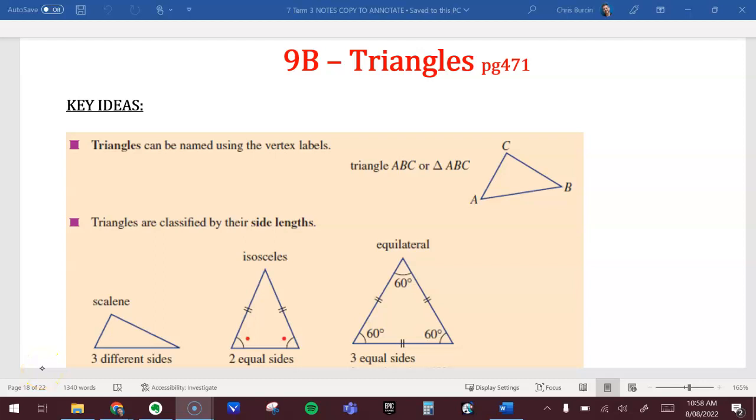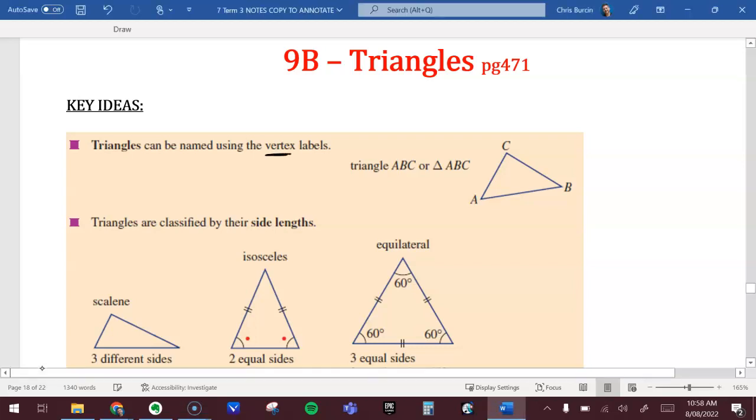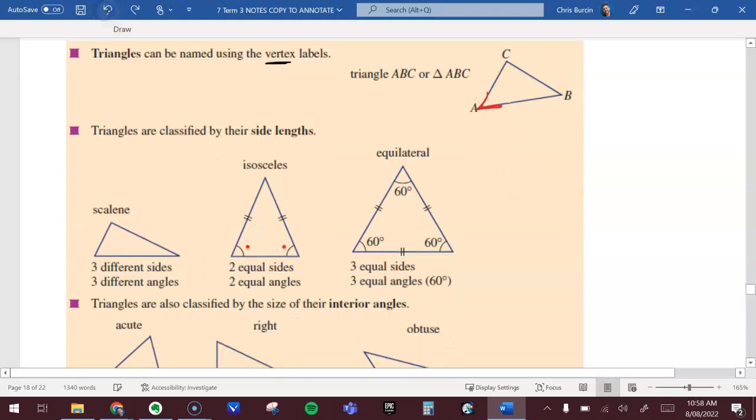In this video, we are classifying triangles. They can be named after their sides or they can be named after their angles. Triangles can be named using their vertex labels as well. A vertex is this little corner. These are the vertices of our triangle. So we can name that triangle, there's the triangle symbol there, triangle ABC, because those are the vertices.